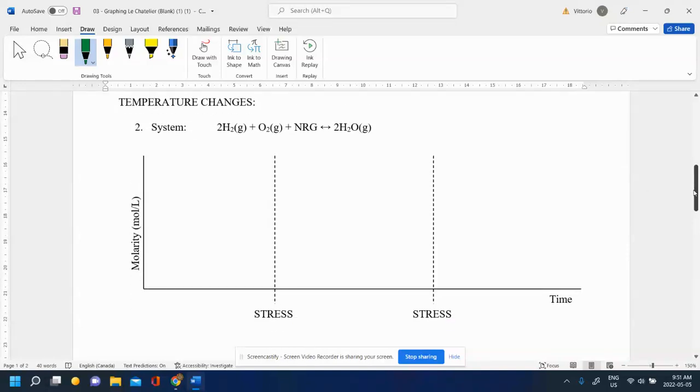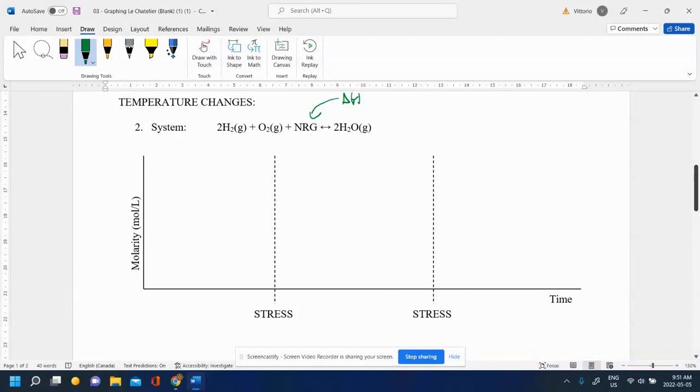In this video, we're going to take a look at how temperature changes affect a system that's at equilibrium. So here we have a system in equilibrium, and as you notice, this system is an endothermic system going from left to right because the energy is there. The delta H is on the reactant side, or on the left side, so it's endothermic.